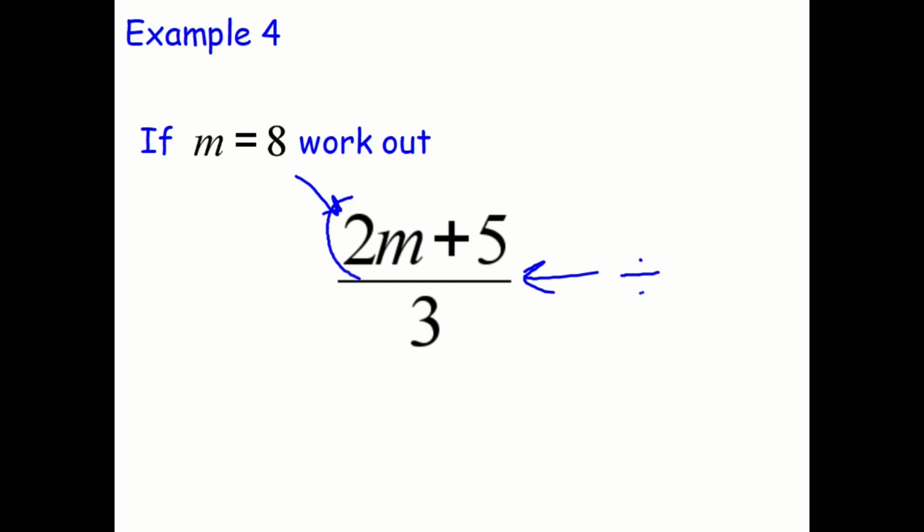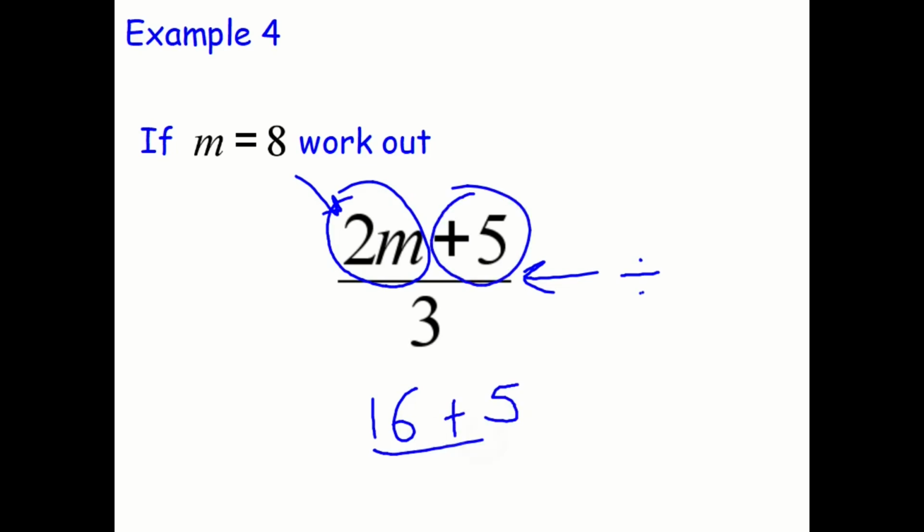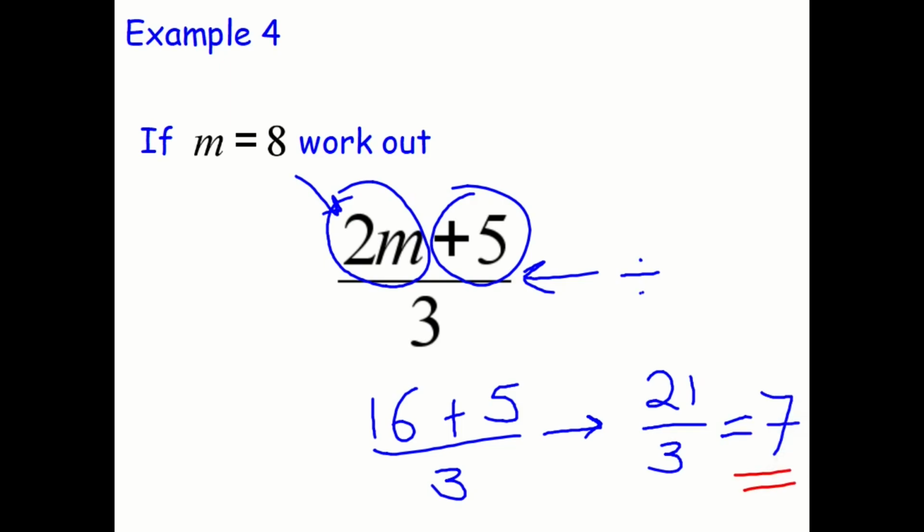So in this position here on the top line, I've got 16. 16 plus 5, because I've got to put that back in, all divided by 3, which means I get 21 over 3, or 21 divided by 3, which is 7. 7 is the final answer there.